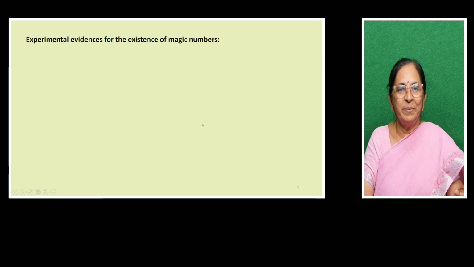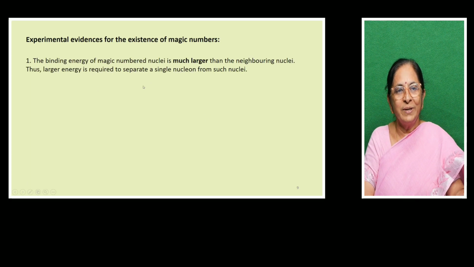Now some more experimental evidences for the existence of magic numbers. Is it true that we have magic numbers? Some experimental evidences are coming our way. The first one is that the binding energy of magic number nuclei is much larger than that of the neighboring nuclei. So larger energy is required to separate a single nucleon from such a nucleus. Those nuclei whose nucleon number is a magic number will have much larger binding energy, so they are not easily breakable.